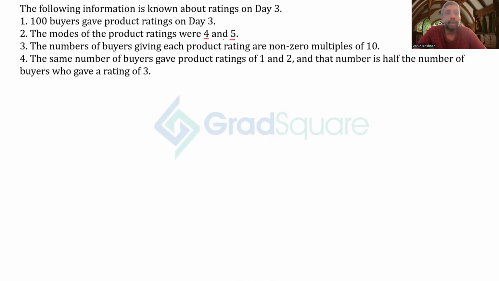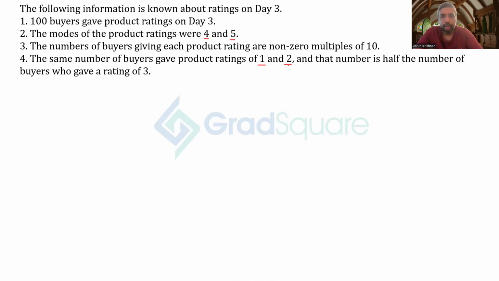The fourth clue says the same number of buyers gave product ratings of 1 and 2, which means the number of buyers who gave a rating of 1 is equal to the number of buyers who gave a rating of 2. And that number is half of the buyers who gave a rating of 3. I think using this, we can easily calculate how many customers gave which rating on day 3.